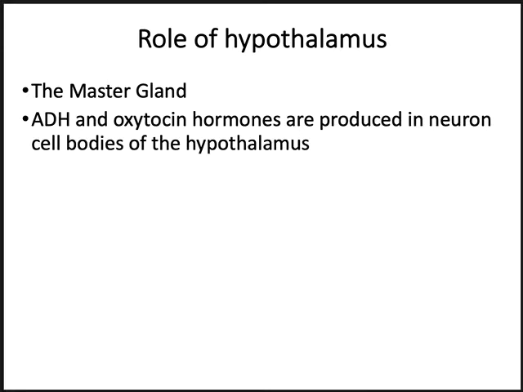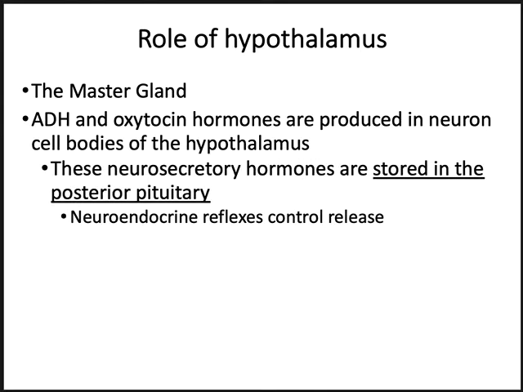And then they will be stored in the posterior pituitary until this special reflex called neuroendocrine reflex causes their release. Okay. And so we call these neurosecretory hormones because they're produced by a neuron, and they're also secreted when activated through this reflex, this neuroendocrine reflex.